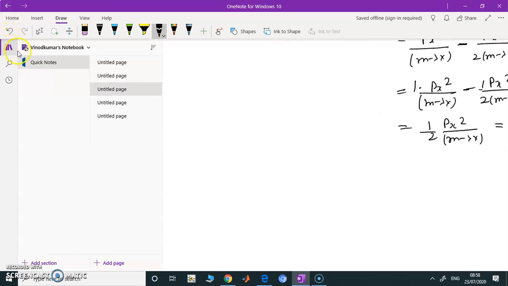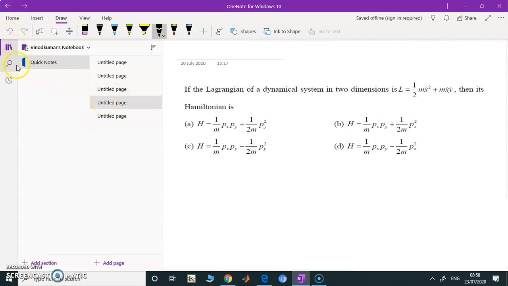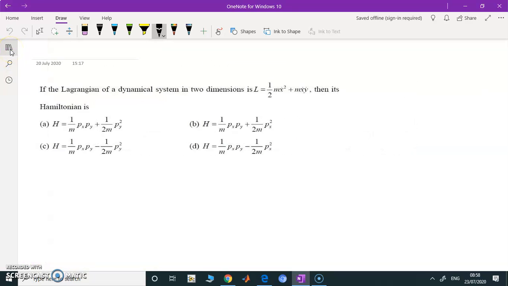So let's take one more question. Here our Lagrangian L is given and it is asking about the Hamiltonian. Our L is 1 by 2 m x dot square plus m x dot y dot. Here you have two coordinates, x and y. So let's see how it will be done.